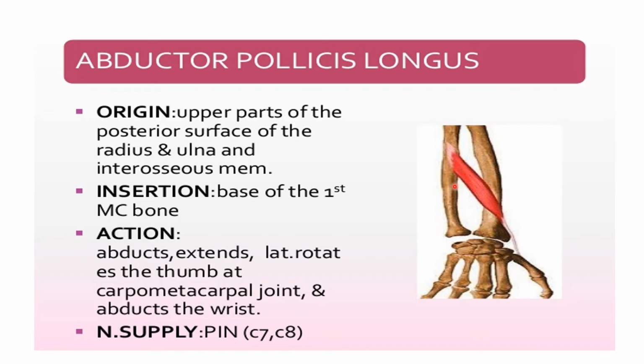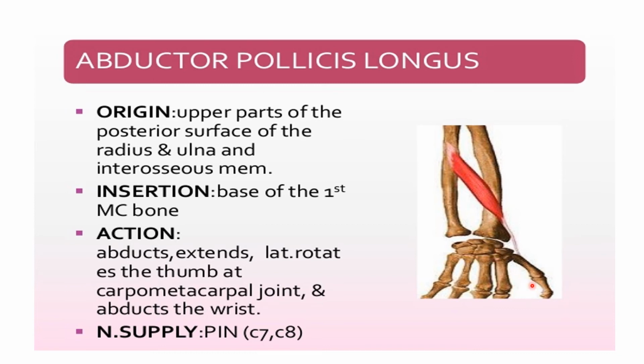So the abductor pollicis longus has a long fusiform belly that lies just distal to the supinator and is closely related to extensor pollicis brevis. It originates from the upper part of the posterior surface of the radius, ulna and interosseous membrane. So this is the radius, this is the ulna, and between them is the interosseous membrane. It originates from the posterior surface of the radius, ulna and interosseous membrane, and inserts into the base of the first metacarpal bone. The action is to abduct, extend and laterally rotate the thumb at the carpometacarpal joint.